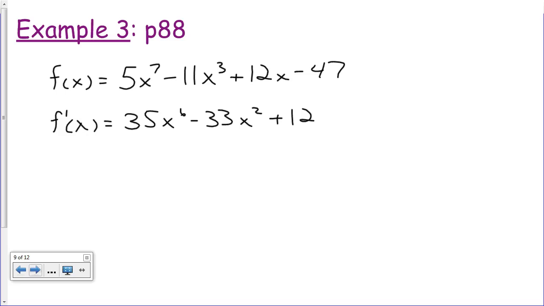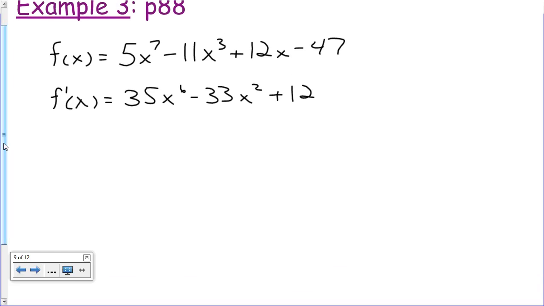And so they want us to use the calculator to verify that this is correct. It says graph both the algebraic derivative, which is what I just wrote down, as well as the numerical derivative. That's using the nderiv command on your calculator. So here's what I'm going to do on my calculator. I'll go ahead and write it on the board so you can see that.